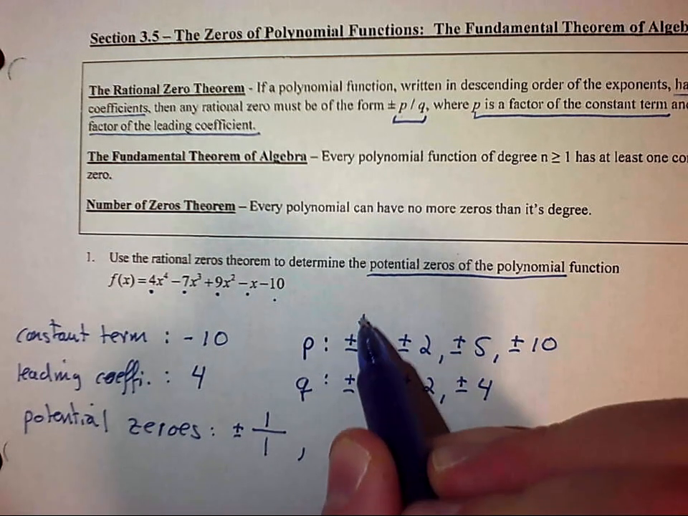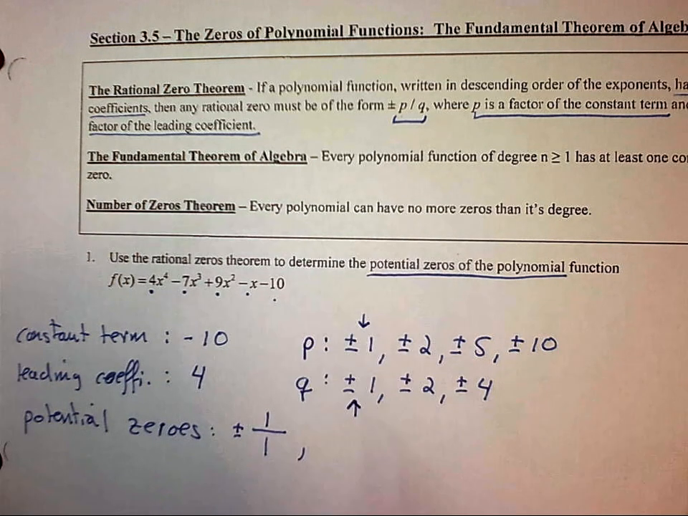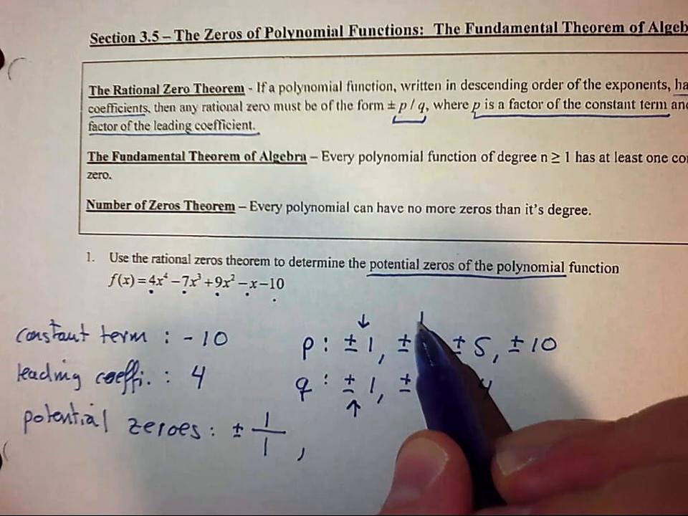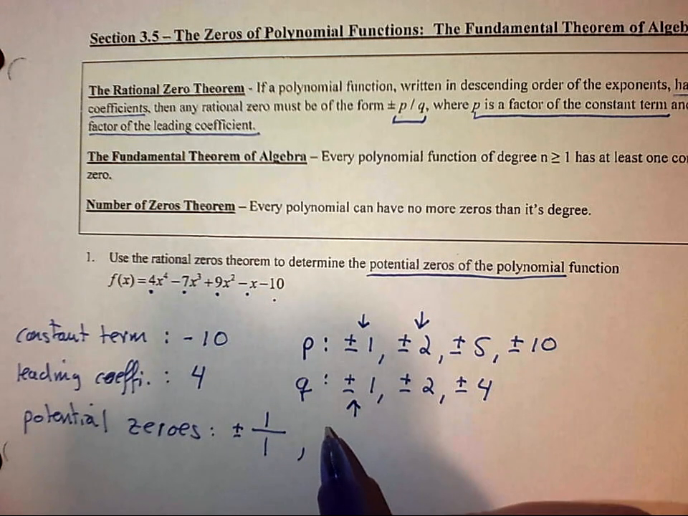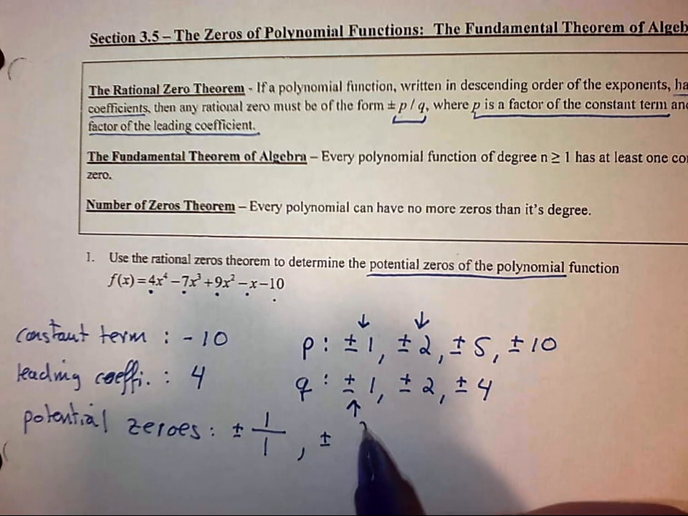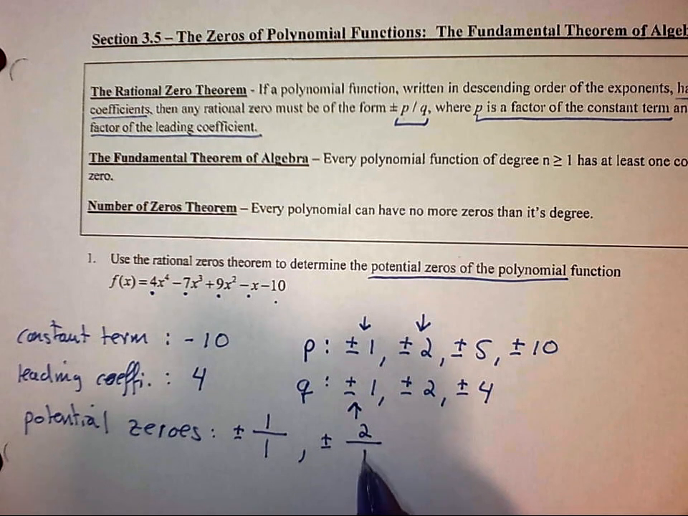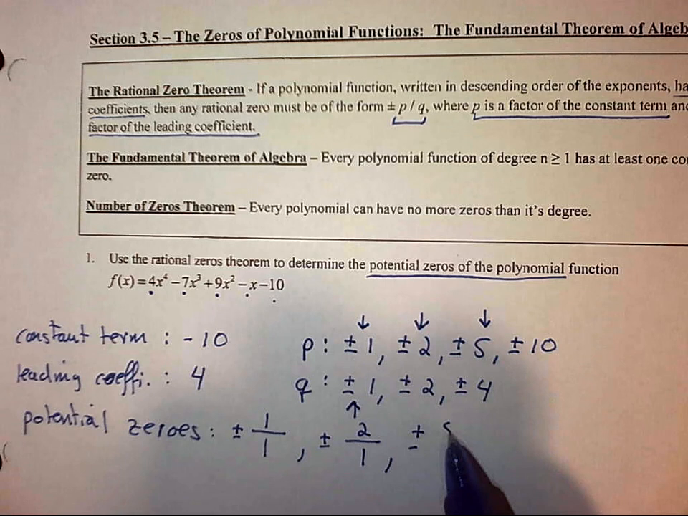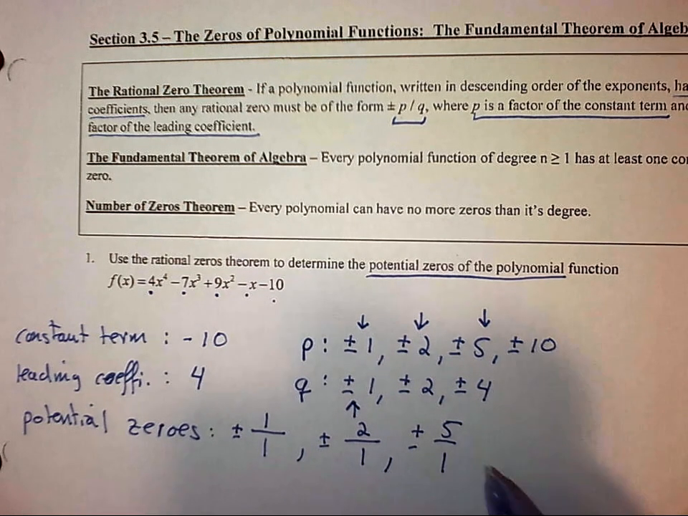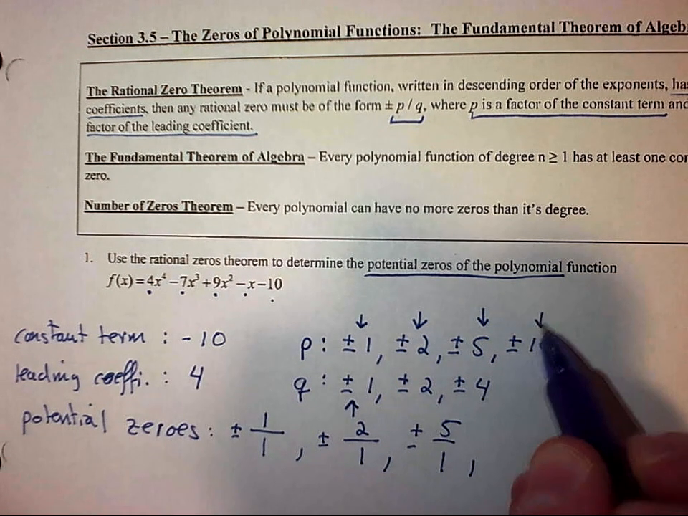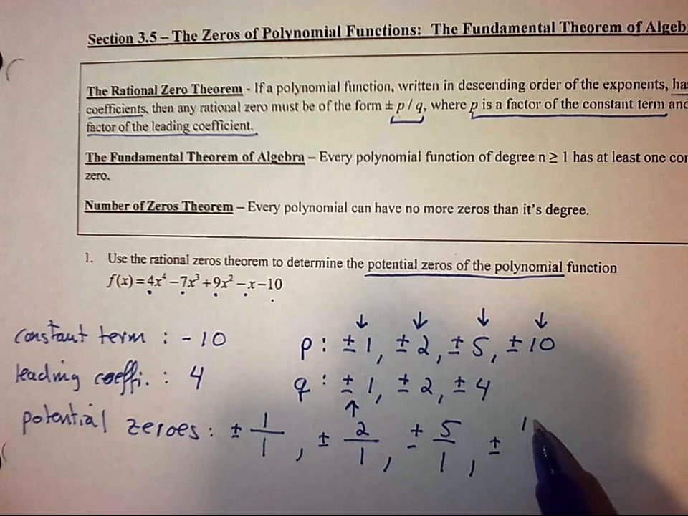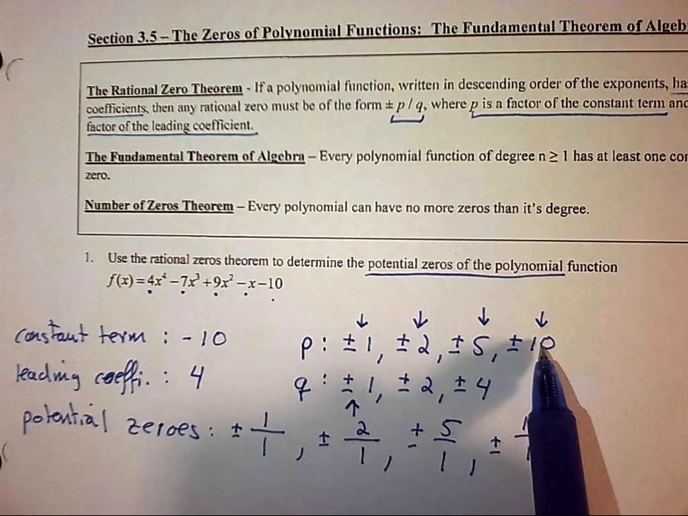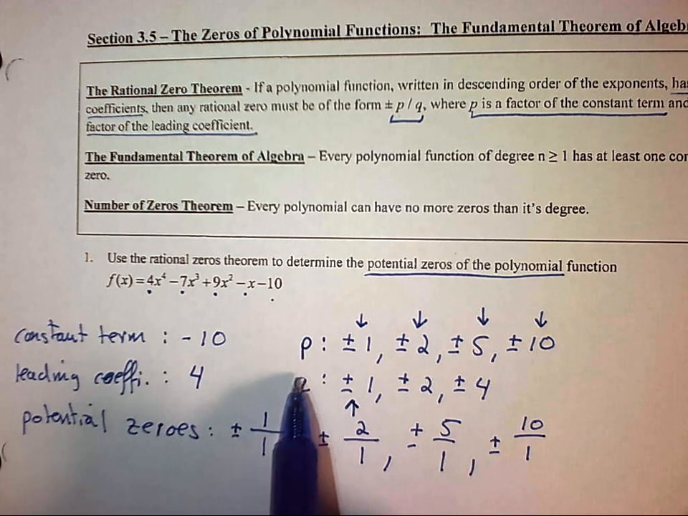Now I did this one right here. My denominator was this one right here. Now what I'm going to do is I finished this one, so now I'm going to go on to this one as being my numerator. So we have, again, plus or minus 2 divided by 1. Now I'm going to use this one as being my numerator, plus or minus 5 divided by 1. And then lastly, the last one is plus or minus 10 divided by 1.